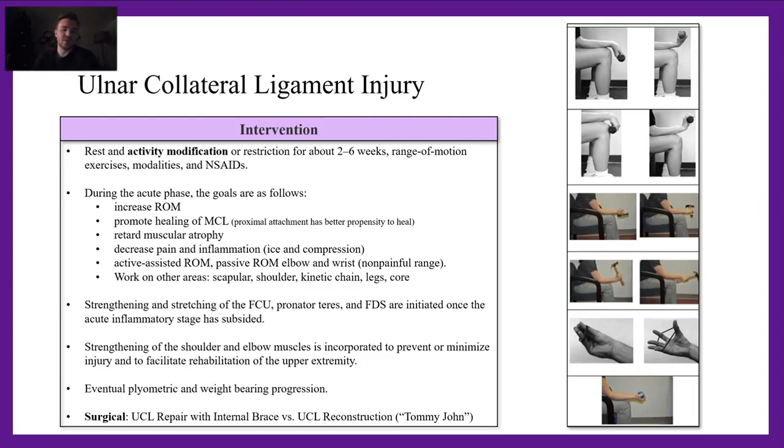So what do we do? Eventually, we try to get them back to throwing, and one of two things is going to happen. They're going to get better and do well, or they're not. And so if they don't, they may be a candidate for UCL repair with an internal brace or a UCL reconstruction, which is known as Tommy John surgery.